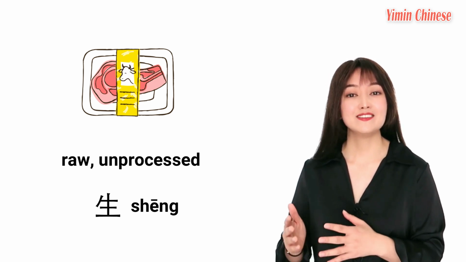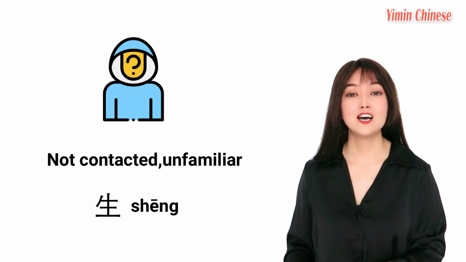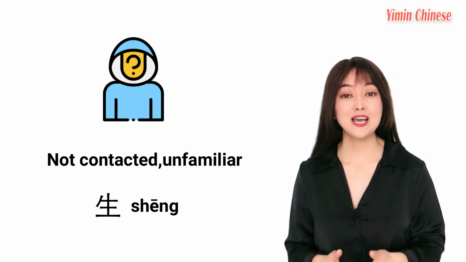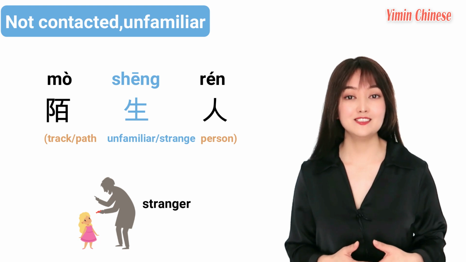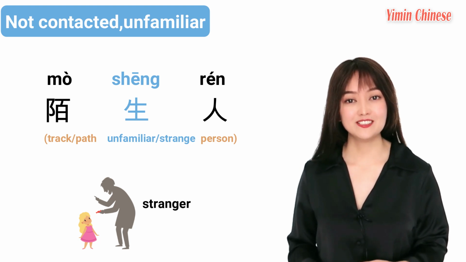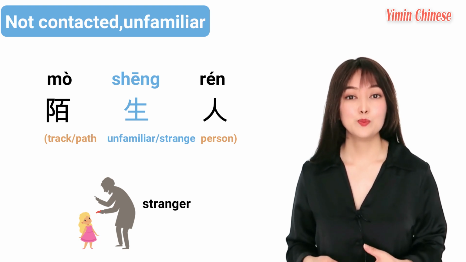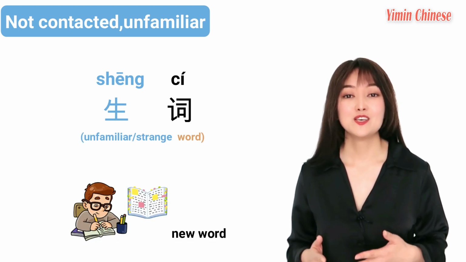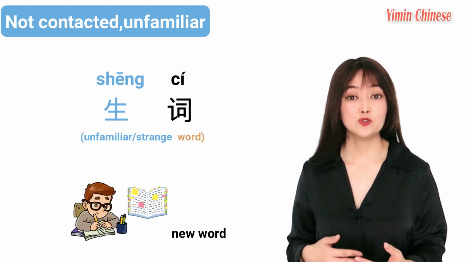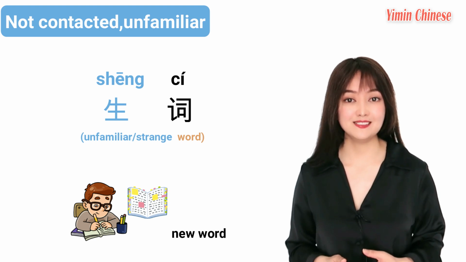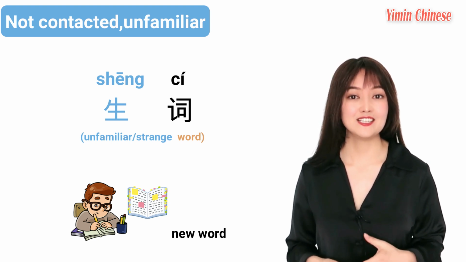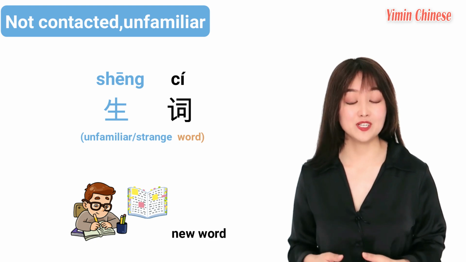And from raw, unprocessed, it keeps extending. It extended to the meaning of not contacted, unfamiliar. So we have the word 陌生人. It means stranger, people you don't know. 陌生人. And in your Chinese class, maybe the teacher tells you to learn some 生词. It means new words. 生词. That you didn't know before. It's not familiar to you.